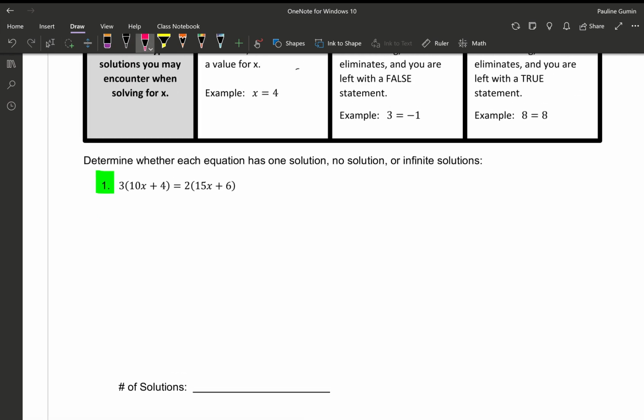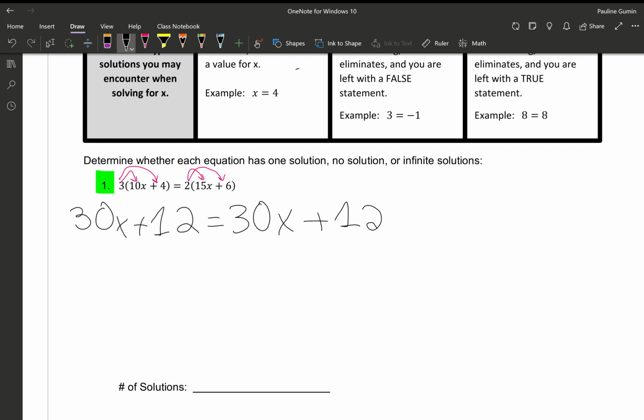The first thing that I'm going to have to do here is distribute, which means I'm going to multiply inside of those parentheses. All right, 3 times 10 gives us 30x. 3 times 4 is 12. 2 times 15 is 30. And 2 times 6 is 12.